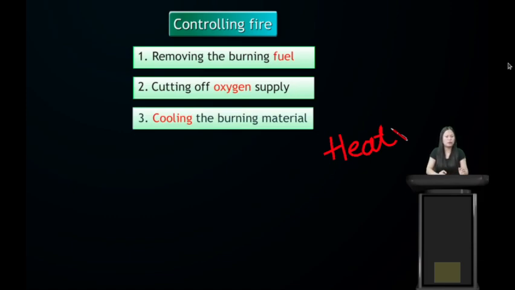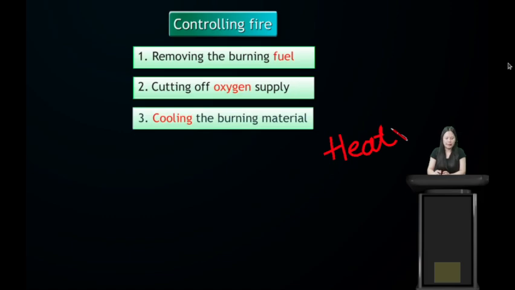Now we cannot use water in some situations. We cannot always use water to put off fire. For example, in case of electric fires, we cannot use water because water is a conductor of electricity. So we will get shocked if we try to put off electric fires with water.